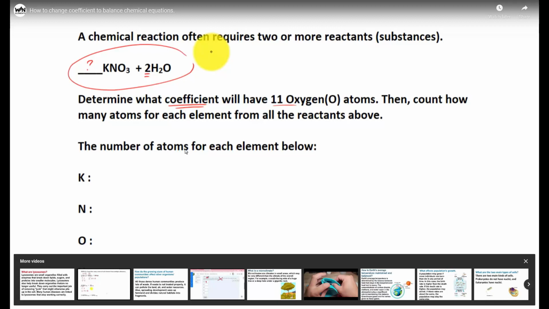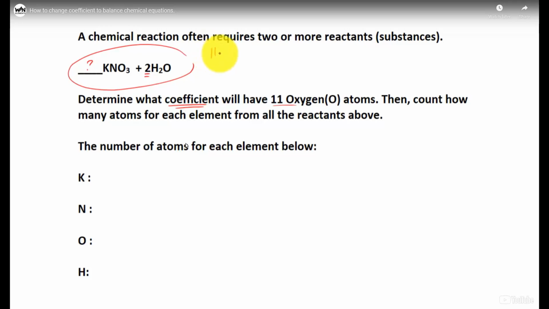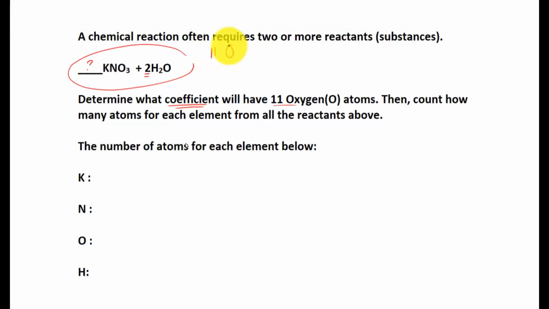But let me show you the mathematical way of doing using variable. 11 oxygen atoms, okay? 11O. And once you determine the coefficient, you're going to count how many atoms for each element from all the reactants above. So let's look at this. Well, we're going to focus on oxygen. Well, in this case, water, right here, the coefficient 2, 2 times 1, that gives us 2 of oxygen right there. Then over here, we have what? We have 3 right there.